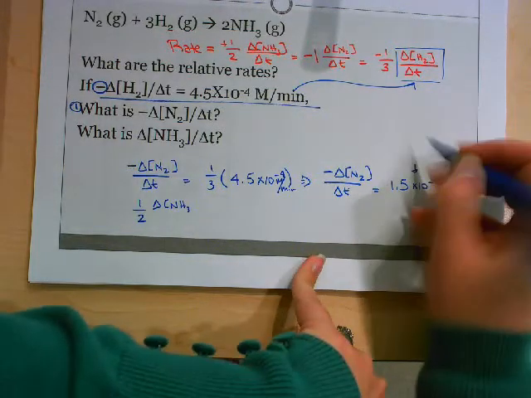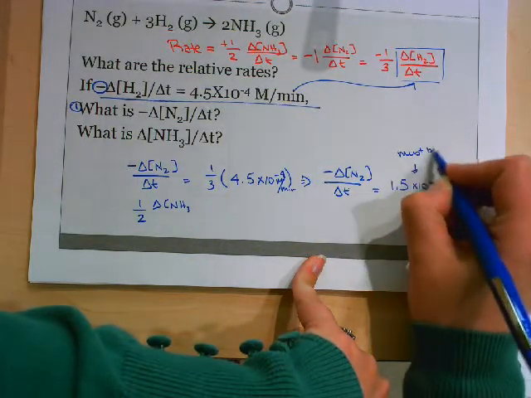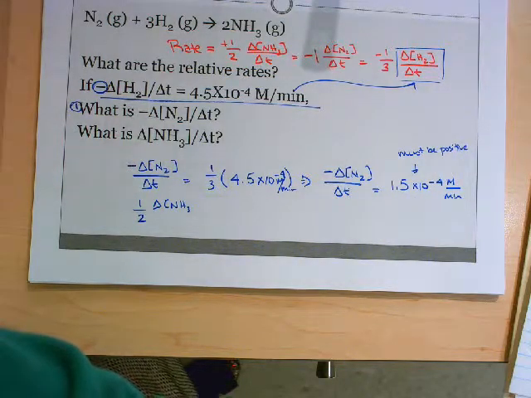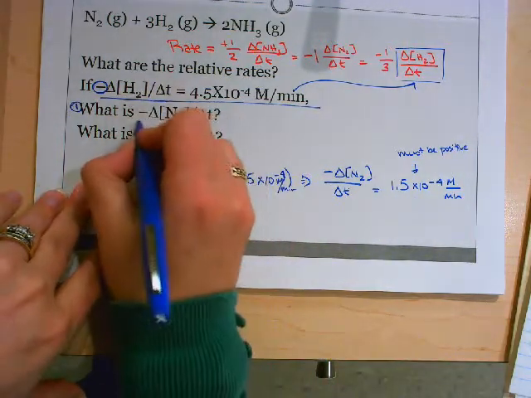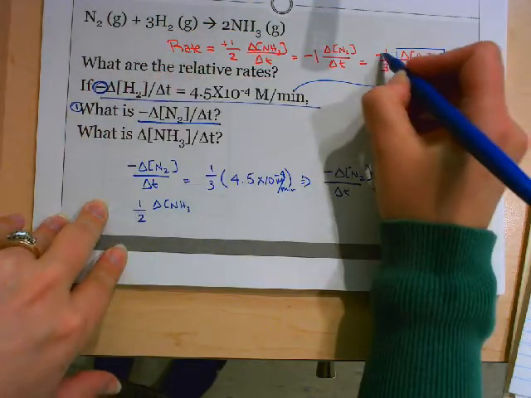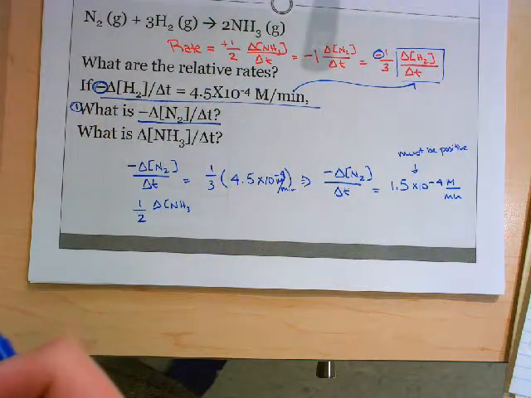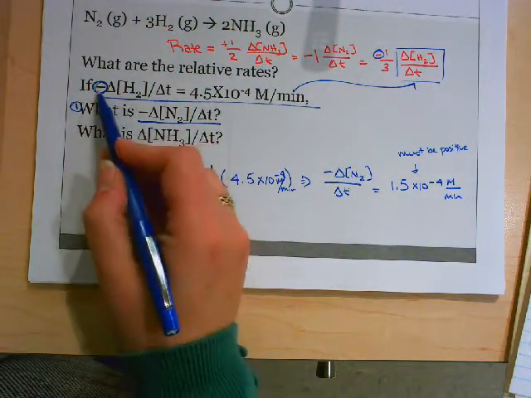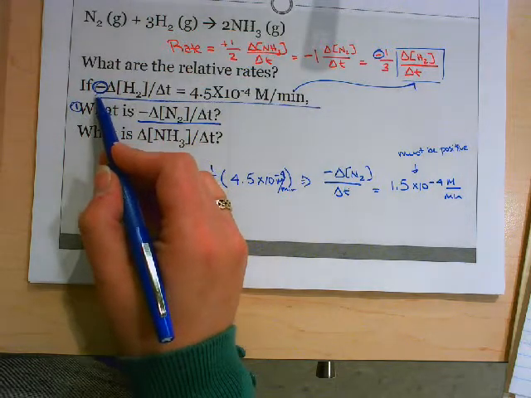Nope, because this is a rate and it must be positive. Because I was looking for this. I was looking for the negative. I was saying this negative cancels that negative. Right, because I had negative 1/3, but I already had a negative sign in this part.